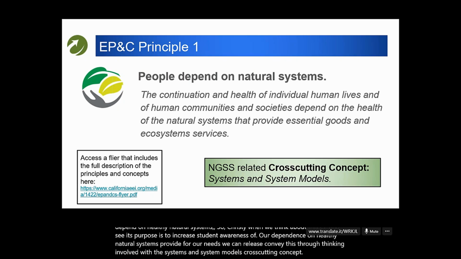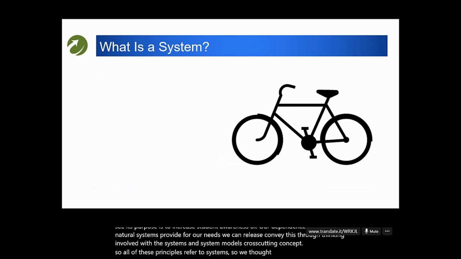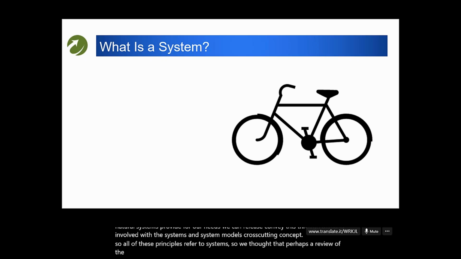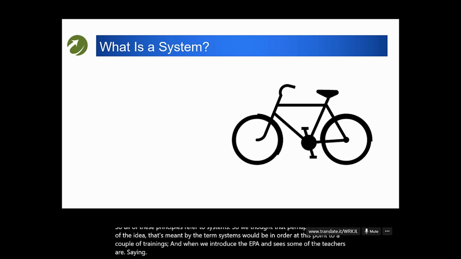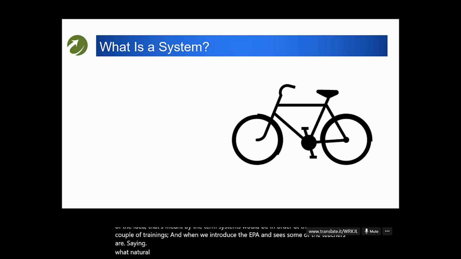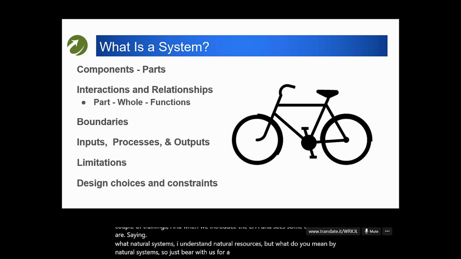So all of these principles refer to systems. So we thought that perhaps a review of the idea that's meant by the term systems would be in order at this point. I've gone to a couple of trainings, and when we introduced the EP&Cs, some of the teachers are saying, natural systems, I understand natural resources, but what do you mean by natural systems? So just bear with us for a few minutes while we all make sure we understand what a system is.